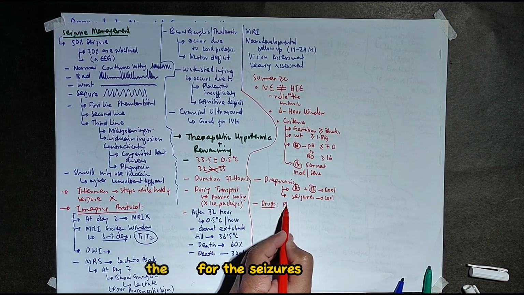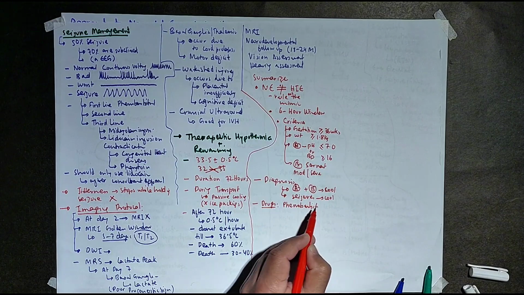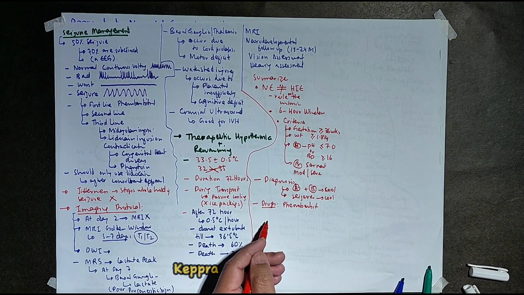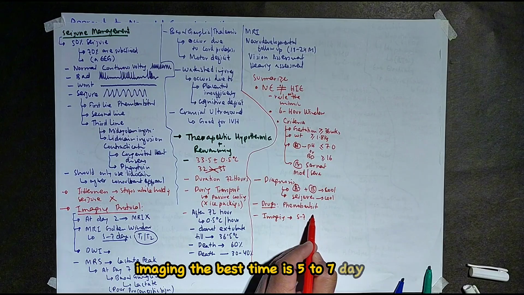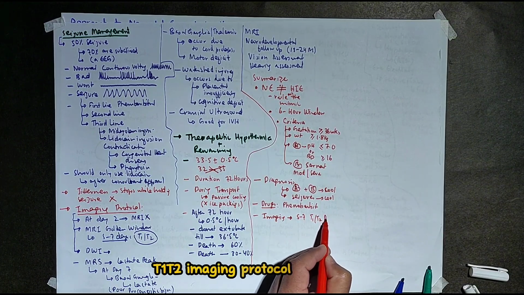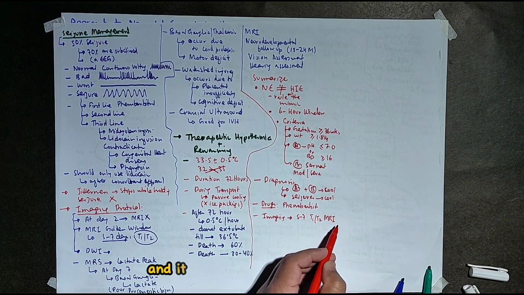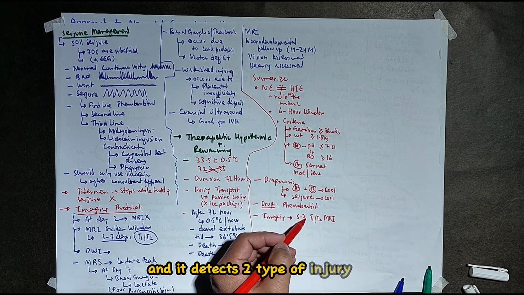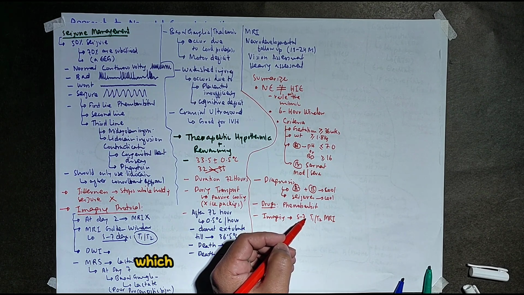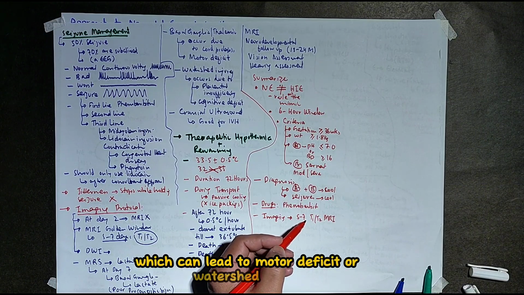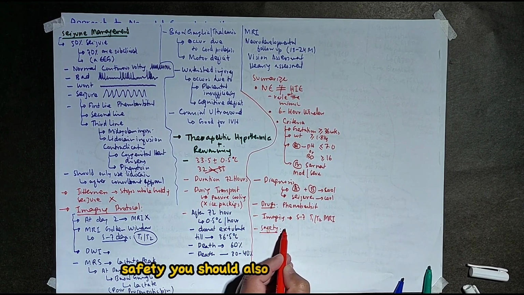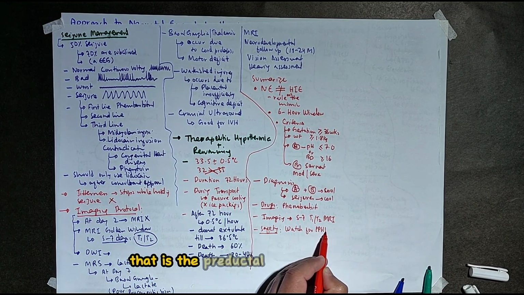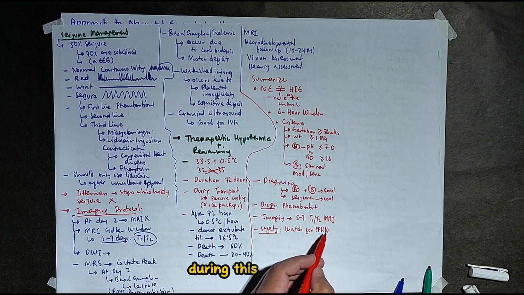For the seizures, the drug of choice is phenobarb. The second line is Keppra or fosphenytoin. Imaging, the best time is 5 to 7 days, T1 T2 imaging protocol for MRI, and it detects two types of injury, basal ganglia or thalamic, which can lead to motor deficit, or watershed injury, which can lead to cognitive deficit. Safety, you should also watch for PPHN, that is the preductal and postductal oxygen saturation during this process.